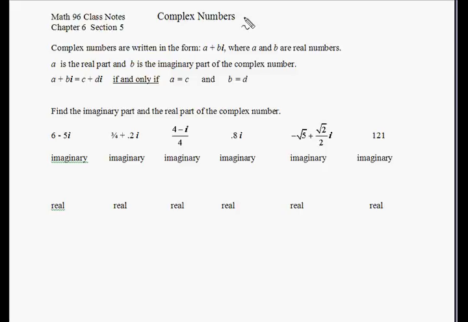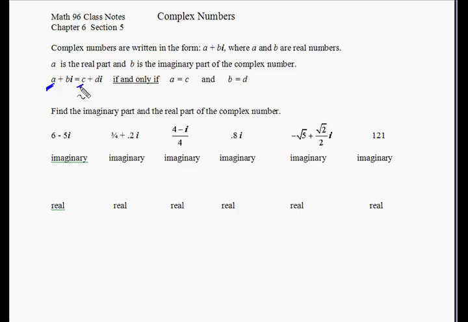Complex numbers. Complex numbers are written in the form a plus bi, where a and b are real numbers. A is the real part and b is the imaginary part of the complex number. So anytime that someone tells you that you have two complex numbers that are equal, this will only be true if the real parts match and the imaginary parts match.